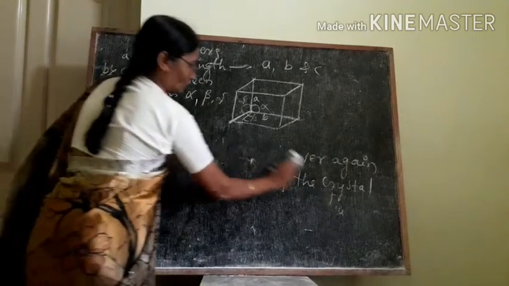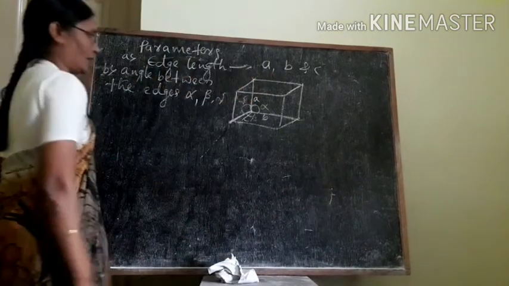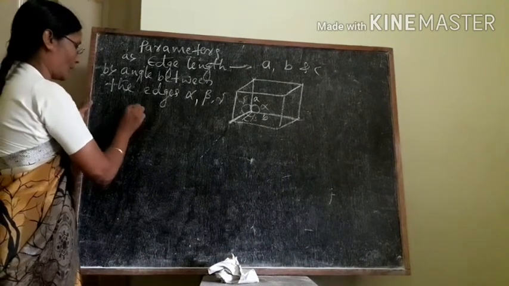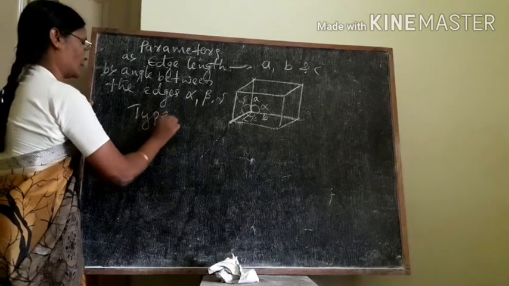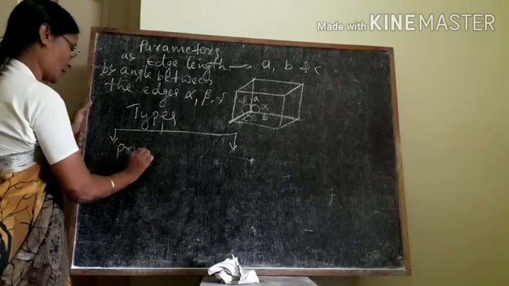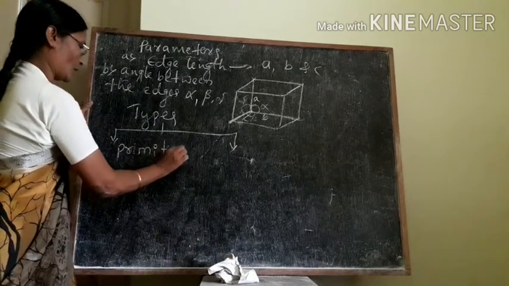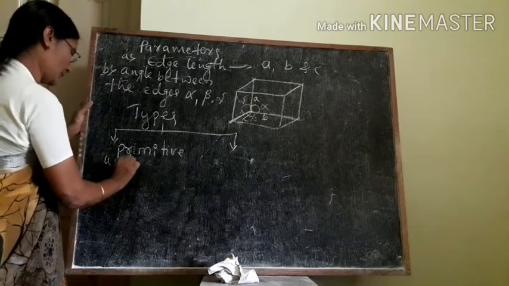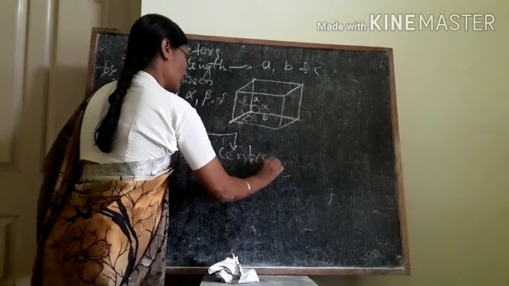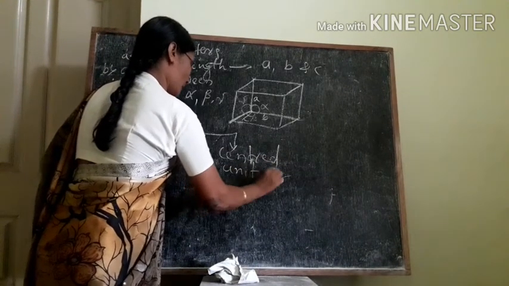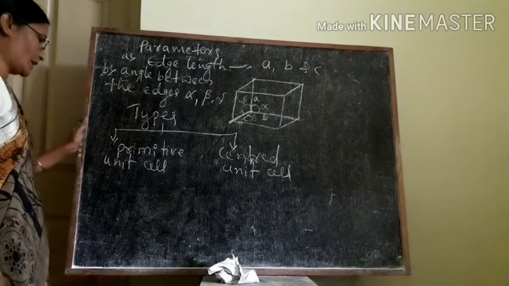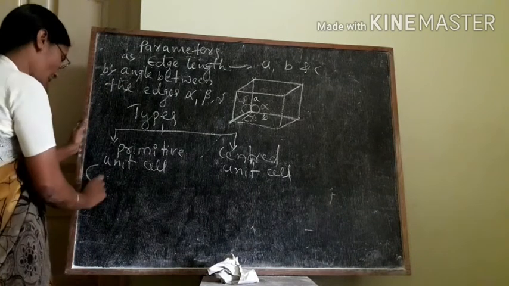Now we will discuss, there are different types of this unit cell. Mainly they are classified into three types. First one is called primitive unit cell, and second is known as centered unit cell. Primitive means simple cube. Primitive unit cell, centered unit cell.